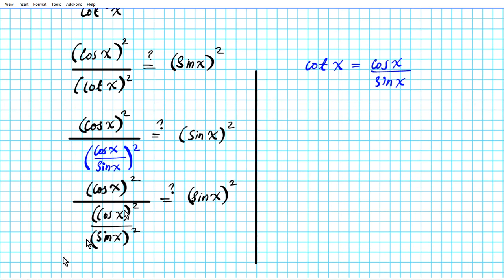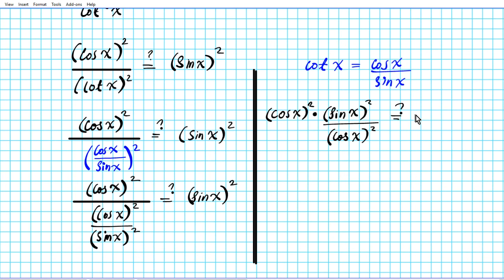Alright, now what we're going to do, let me divvy up my workspace. We're now going to drop, change, flip. On the left side, we're going to multiply the numerator, cosine x squared, by the reciprocal of the denominator quotient, which is going to be sine x squared divided by cosine x squared. The question is, is this equal to sine x squared?